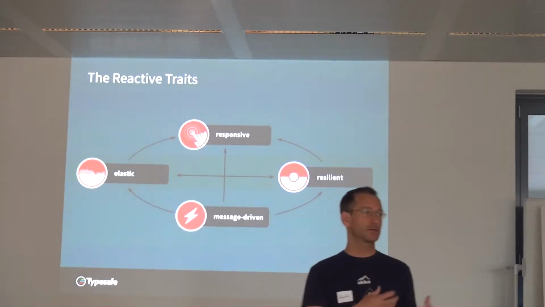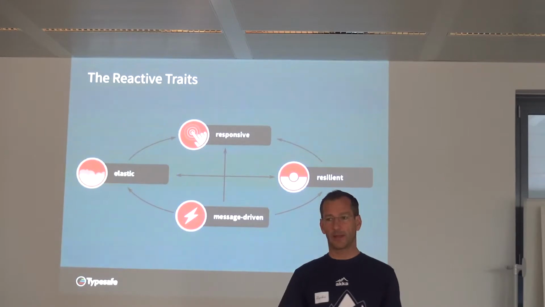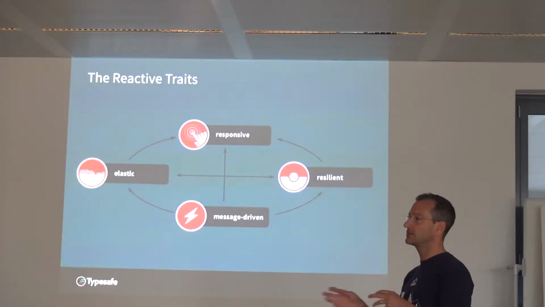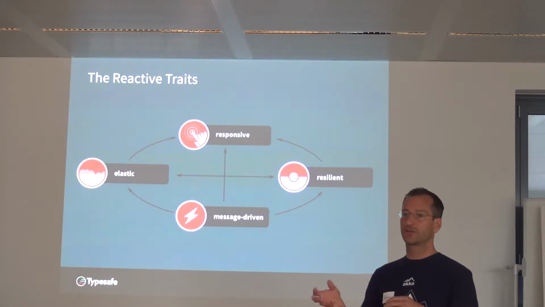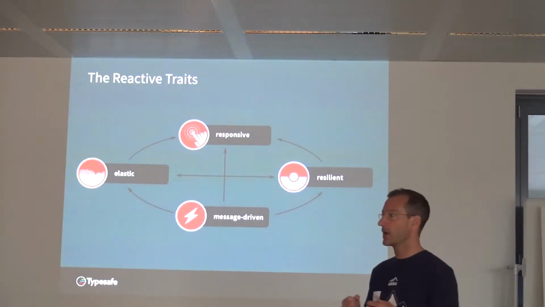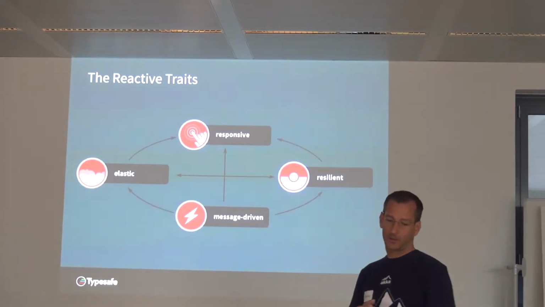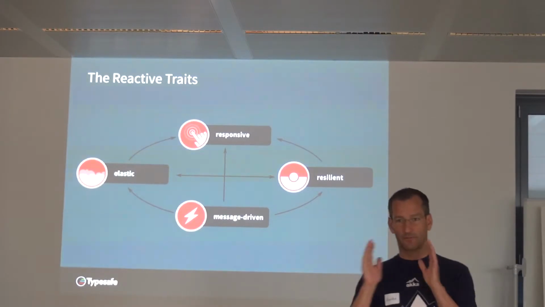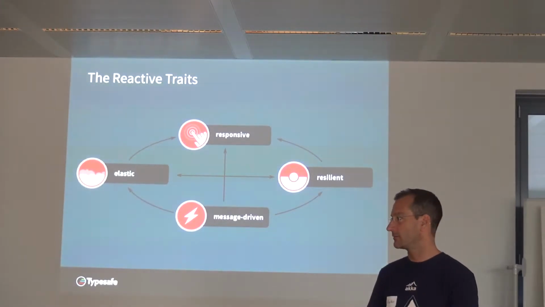And at the bottom there's message-driven, which is like the enabler for all the other traits. Because if you have asynchronous messaging, you can build an elastic or build a resilient system. Because asynchronous messaging allows for the receiver to be unavailable. It allows for delegation of failure and all these things. By the way, if you have questions, fire them at me anytime, right?